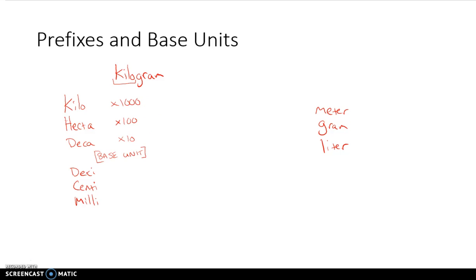Let's go the other way. If I go down this list, everything is divided by 10. Or a centi is divided 100 times. Or a milli is divided into 1,000. So what I'm getting at here is that all of the metric units are just powers of 10. Okay, so what does this all mean? It means whenever we convert from one metric unit to another metric unit, we'll always multiply and divide by 10.